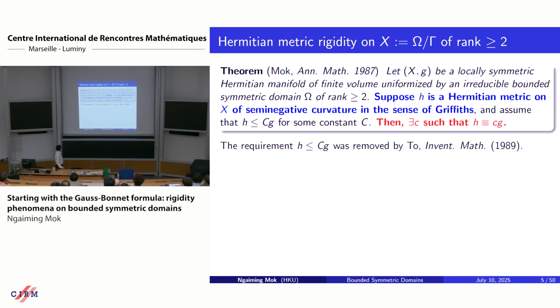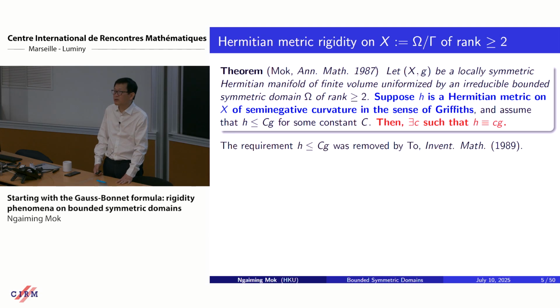So in the case of finite volume, a former student of mine, Wing Kang To at NUS, proved the generalization without any a priori bounds on the metric. So there's a uniqueness of the Hermitian metric of semi-negative curvature. You may restrict to the Kähler case, but in general it holds true for the Hermitian case, though you should state the curvature slightly differently.